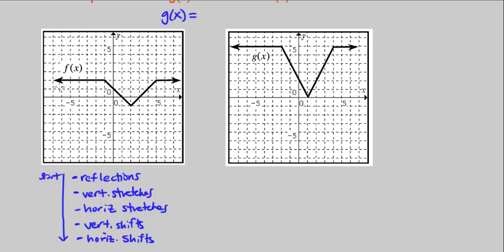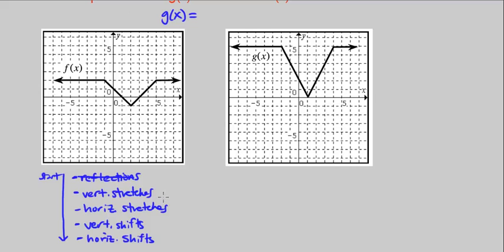So reflections, do we see a reflection taking place? Is it reflecting across the x-axis and then it's kind of like backwards like this? No. How about reflecting across the y-axis and it's over here, something like this? Again, no. So let's go ahead and just rule this out. Let's use just blue. So none obvious.